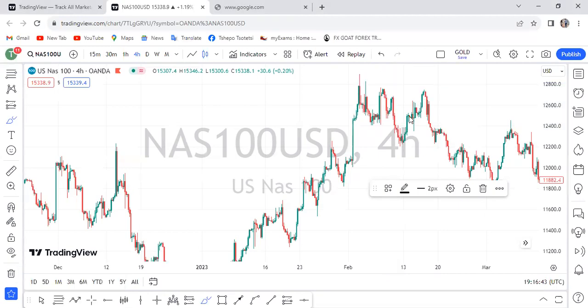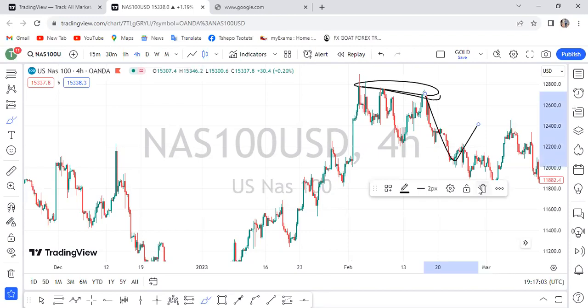If the market makes the same high, it shows that buyers are no longer in the market, and sellers are starting to come in. When sellers come in with a lower low, the market will make a lower high.